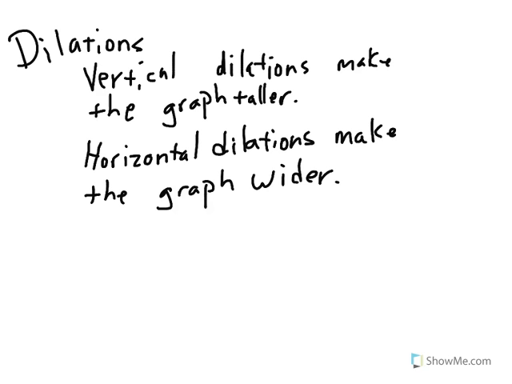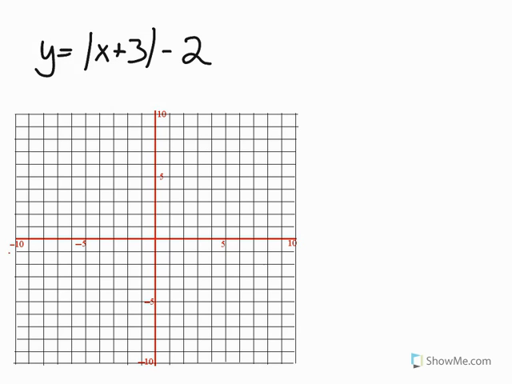Alright, today I'm going to be making a video on dilations. And just as a reminder, vertical dilations make the graph taller, and that's when you have an a value that's greater than 1, or an a value that is less than -1. And then horizontal dilations make the graph wider, which is when you have an a value that's between -1 and +1.